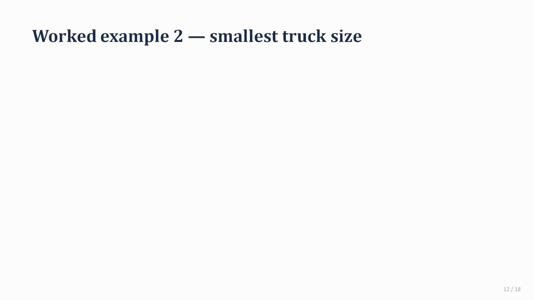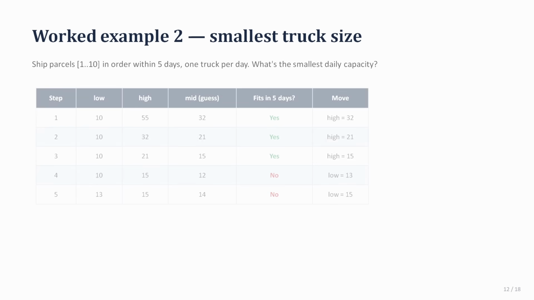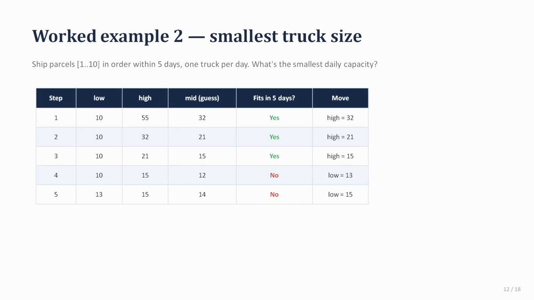Example 2. This one has numbers, so what's the catch? Ship parcels 1 to 10 in order within 5 days. Find the smallest truck capacity per day. Instead of trying every size, we guess. Start low at 10, high at 55, guess the middle, 32. Does it fit in 5 days?